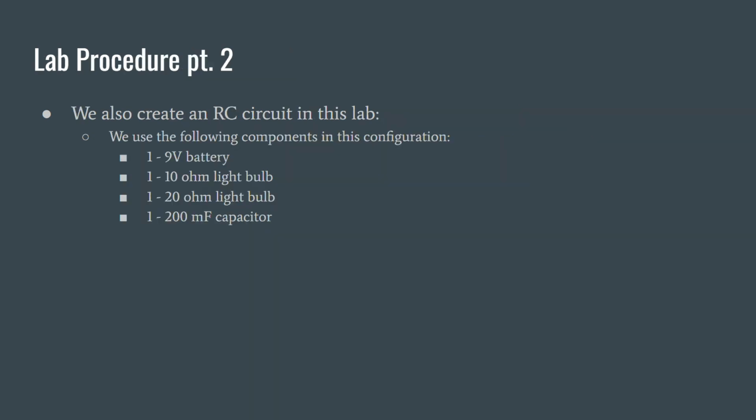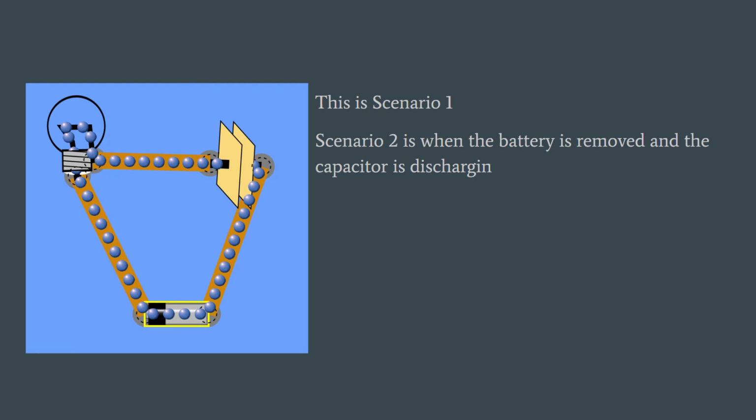Next, we create an RC circuit for this lab using the following components. You'll see 1 9-volt battery, 1 10 ohm light bulb, 1 20 ohm light bulb, and 1 200 millifarad capacitor. And this image shows scenario 1, and scenario 2 will be when the battery is removed and the capacitor will be discharging. Forgive the typo.